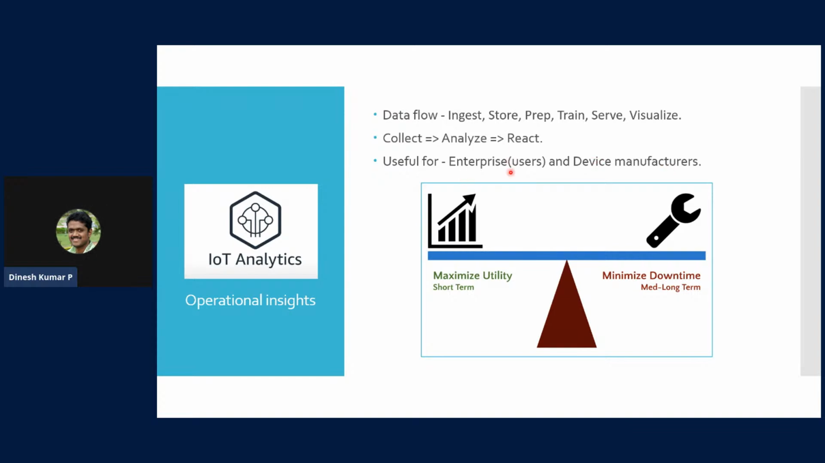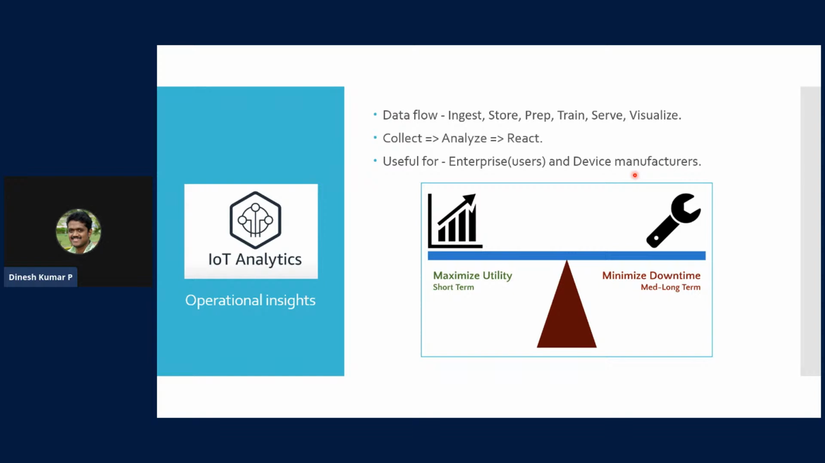Enterprise users are the ones who use a particular device for some business purpose, right? For example, they might have an IoT device to detect the temperature of a warehouse, so that the wastage of goods doesn't happen because of any AC failure or temperature outage. So they are the business users who actually use the devices, and device manufacturers are those who are manufacturing the IoT devices, right? And of course the machinery people as well.